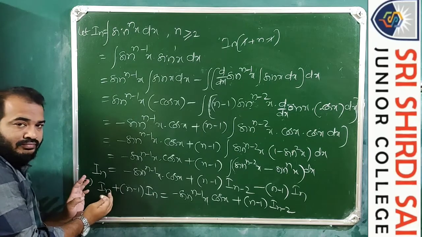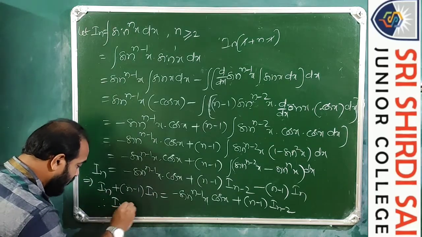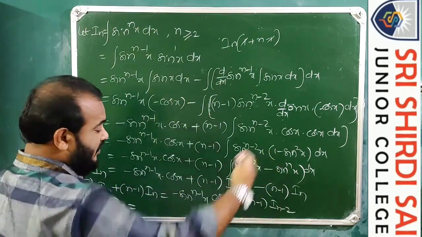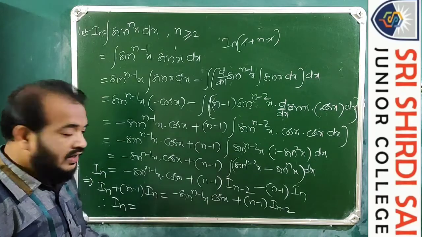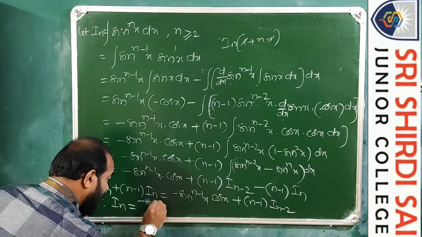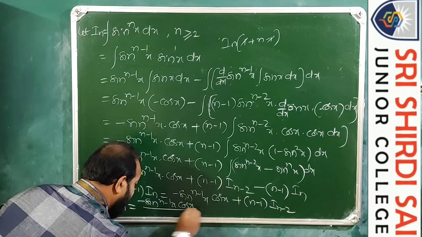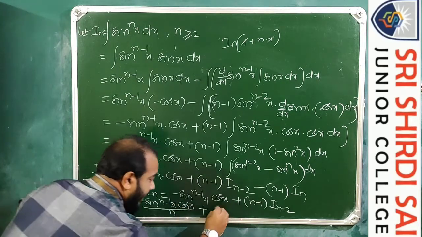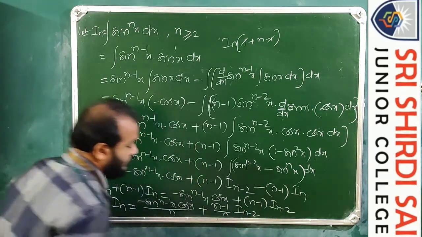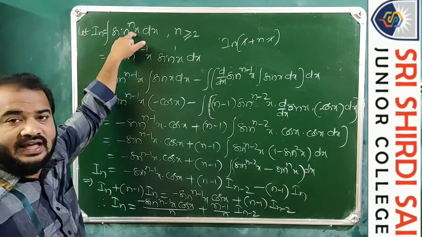So n is being multiplied with I_n. If you want I_n, you transpose onto the other side, it is going to divide both of them. Therefore I_n is equal to minus sin^(n-1)x cos x by n, plus (n-1) by n times I_(n-2). So this is the reduction formula for the integral of sin^n x dx.